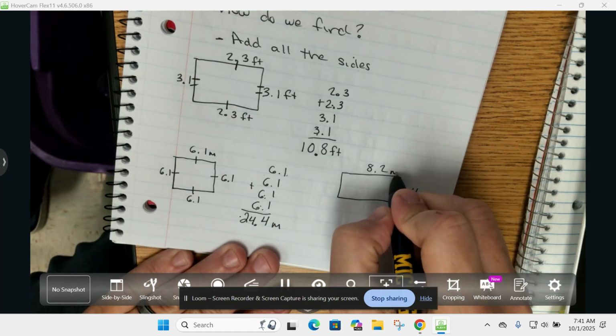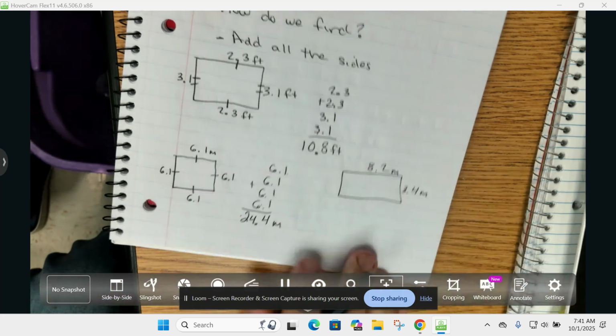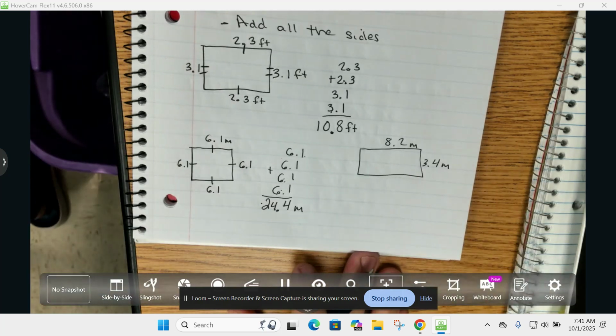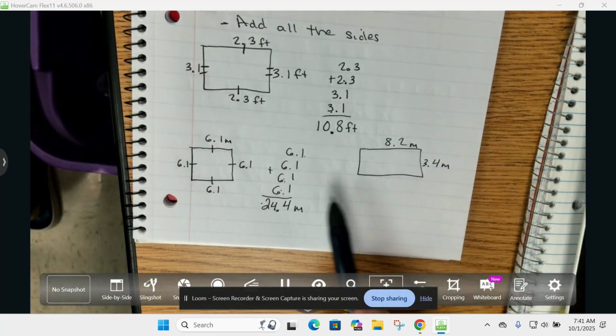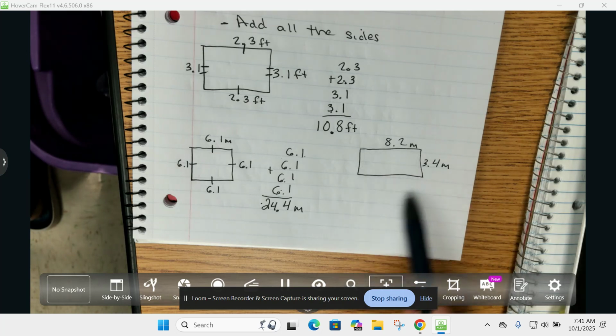Okay. So what if, again, I do a rectangle, and this is 8.2 and 3.4, and we'll call that, again, meters. Okay, what do? Well, I have to know the rest to get the perimeter. Again, you have to focus your mind on what am I finding. Ask yourself that first. What am I finding? I'm finding perimeter, which is all 4 sides.